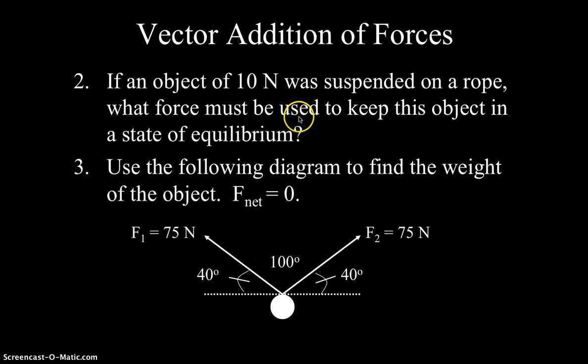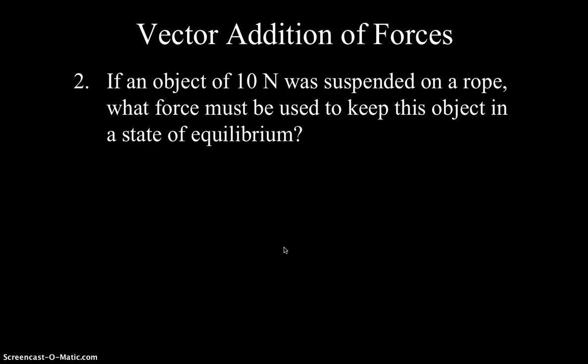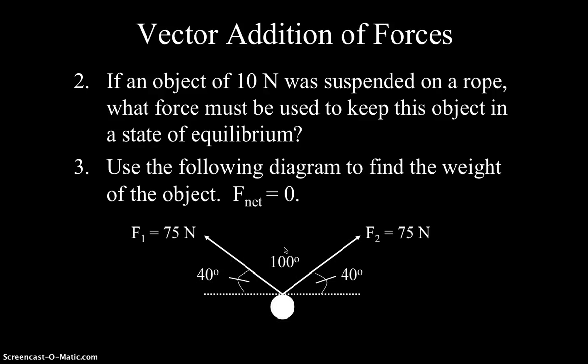So I have the diagram here. The object is 10 newtons, which says how heavy it is. It has a weight of 10 newtons. It's suspended on a rope, not moving, and therefore the net force is 0. And in order for this object to be in equilibrium, the upward force must also be 10 newtons. So then the following diagram for number 3 asks, how heavy is this object?